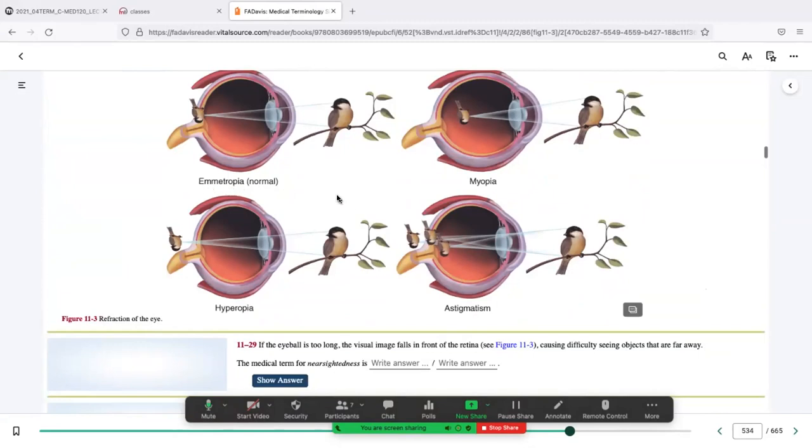Emmetropia is normal vision, meaning when you see something, the light rays fall right on the retina, also known as your focal point. And it's good. Don't need glasses. But if you're myopic, you're nearsighted, the image falls short. If you're hyperopic or farsighted, the image falls behind the retina, and that's not a good thing.